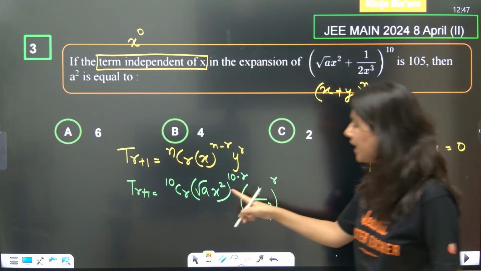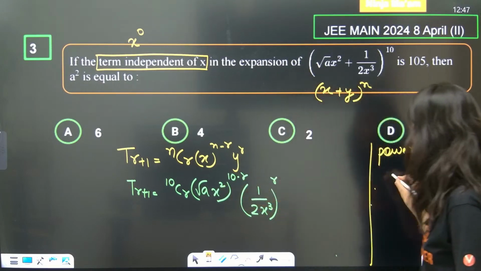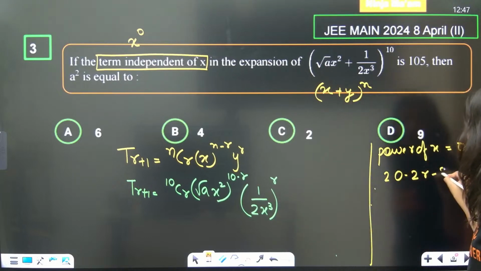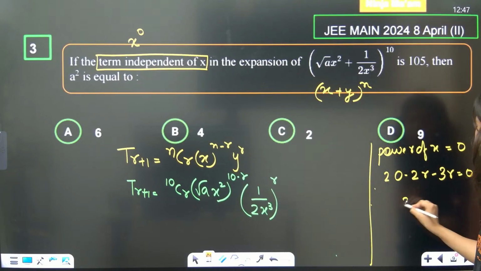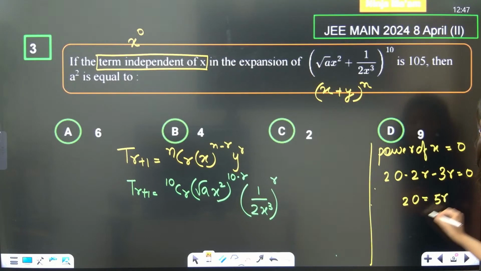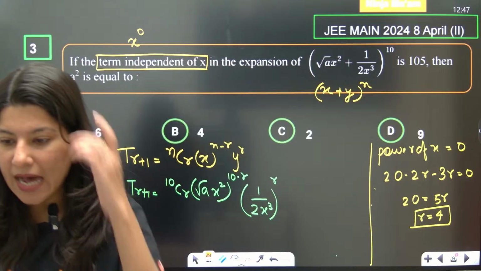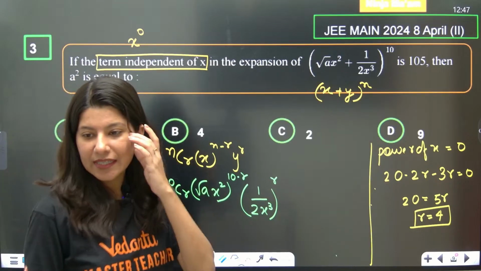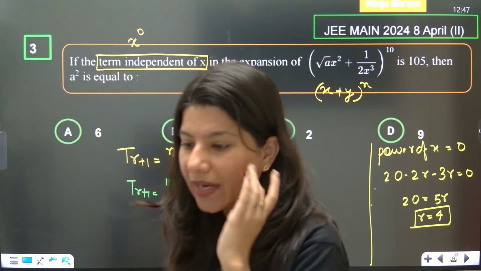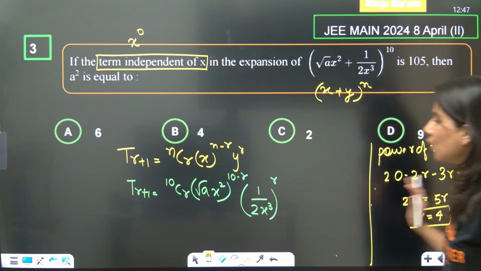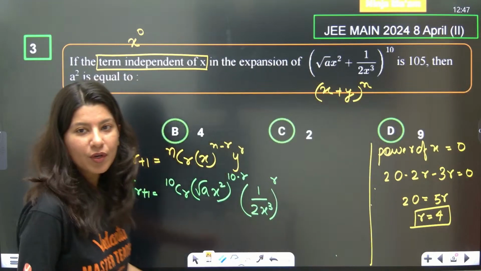So power of x from here is 20 minus 2r, and this is minus 3r is equals to 0. So 20 is equals to 5r. R is coming out as 4. Yes, everybody. R is coming out as 4. Equate power of x is equals to 0. Absolutely. The moment you see R is equals to 4, okay.